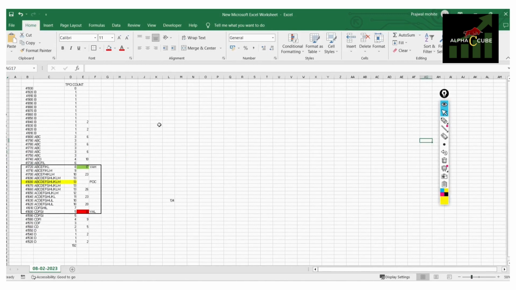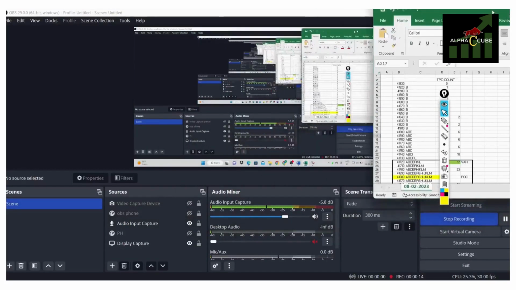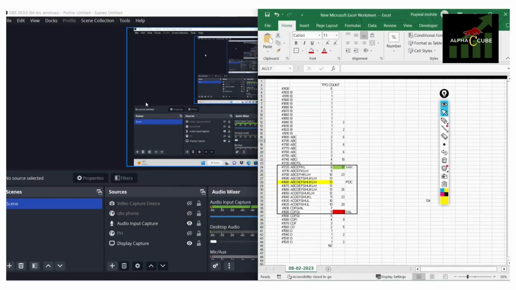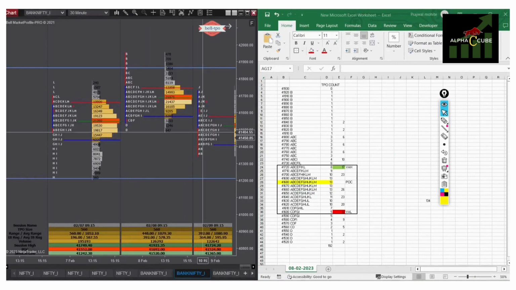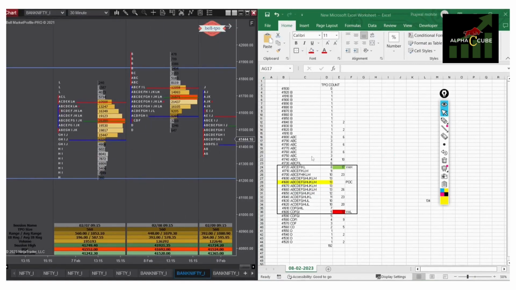Now that we are done with the market profile construction, let's just compare this chart with the software plotted chart and see how it looks. So for that we need this chart and this chart. On the right side you can see the market profile chart which we just plotted for 8th of February, and this is the software plotted chart. I don't think there is much of a difference, both in the structure as well as the zones.